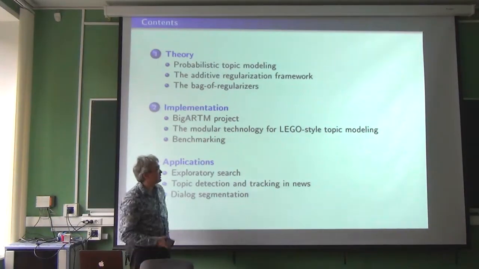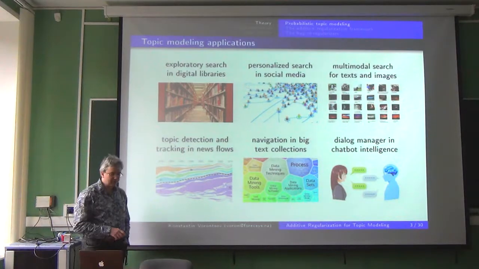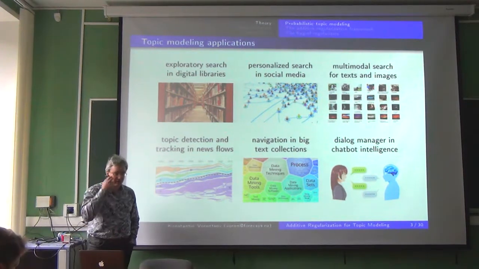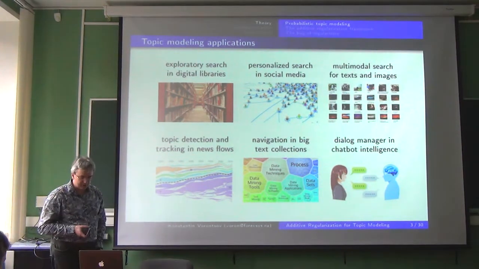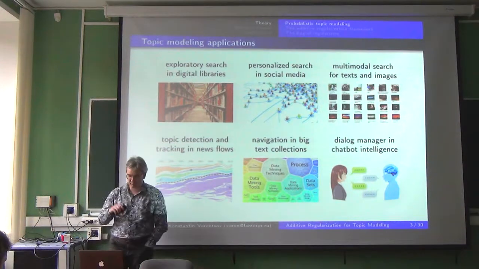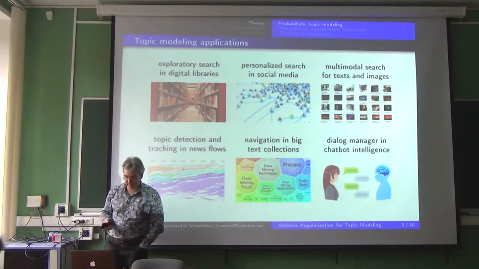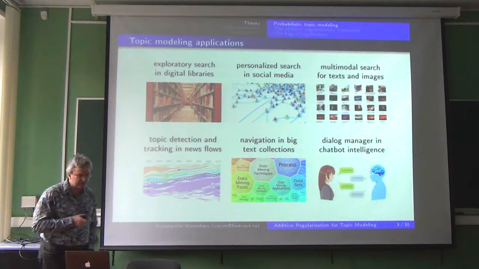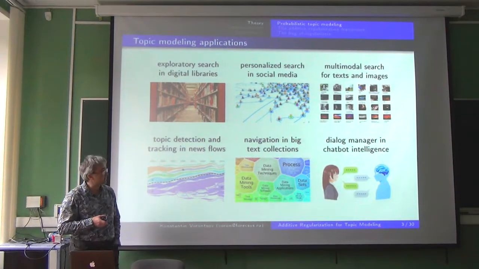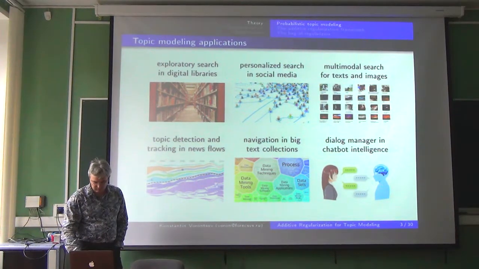My plan will be straightforward: theory, implementation and applications. Topic modeling is widely used for exploratory research in digital libraries, for social media analysis, for information retrieval of texts by images and images by text, for topic detection and tracking in news flows, for navigation in big text collections, and also for conversational intelligence, dialog managers, etc. So there are many applications of topic models.